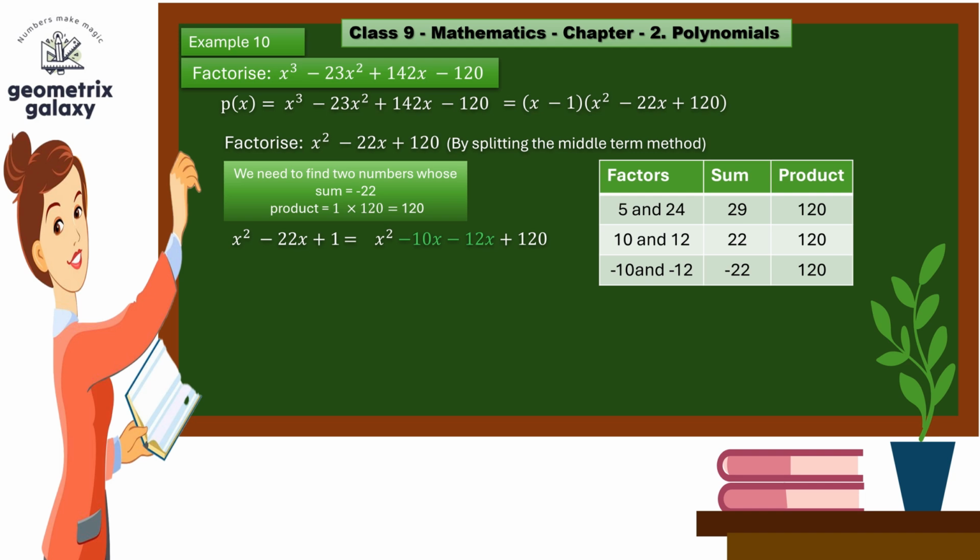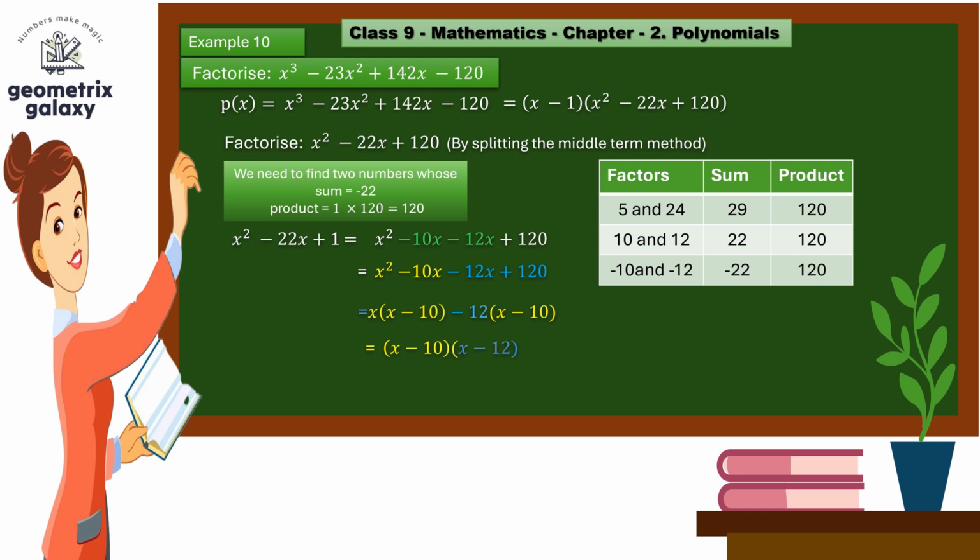Now the trinomial becomes a polynomial of 4 terms. Now take the first 2 terms and find the common factor. Next take third and fourth term and find the common factor. So for the first 2 terms, I get the common factor as x, and for the third and fourth term, I get the common factor as minus 12. So it becomes x into x minus 10 and minus 12 into x minus 10. Now the 4 terms become 2 terms, x into x minus 10 minus 12 into x minus 10.